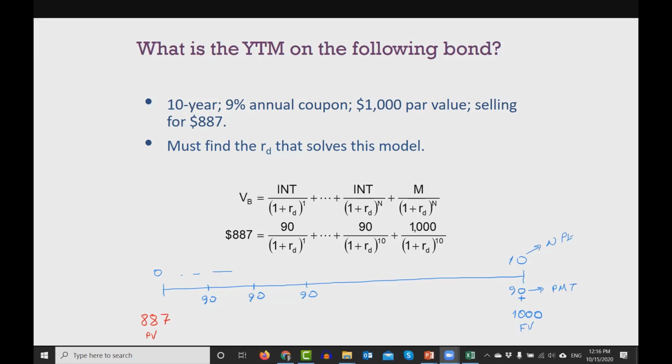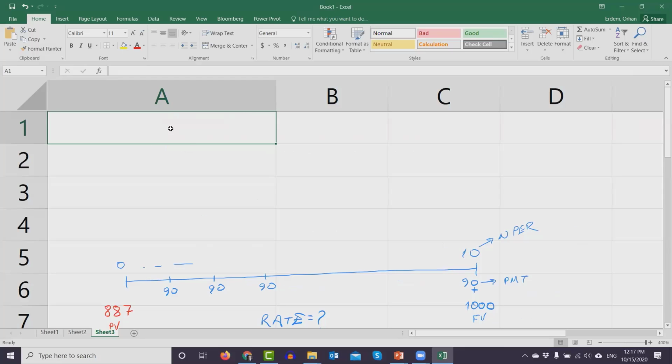As you can see, the only thing we don't know is the rate. So it's the interest rate we are making on the bond. So what we are supposed to do is open an Excel sheet again. The question is basically asking the interest rate which equates the present value of the right-hand side to the left-hand side. So the present value of all these cash flows must be equal to $887. So what is the interest rate that equates this equation? Which might be very difficult to solve using calculus. So we are going to use Excel. Let's open an Excel sheet and use the rate function.